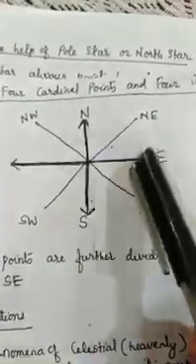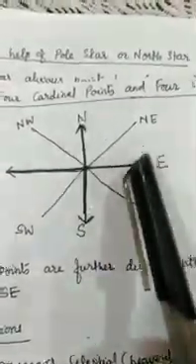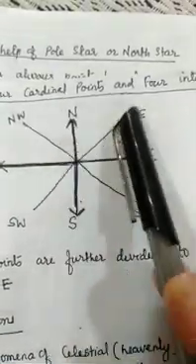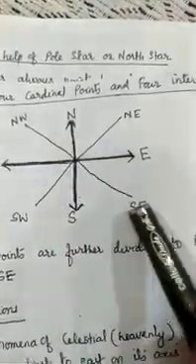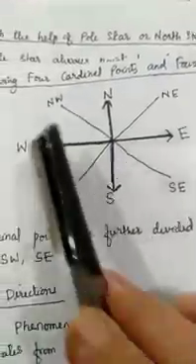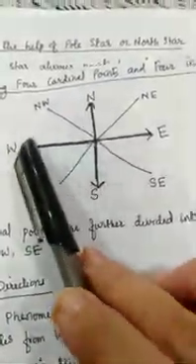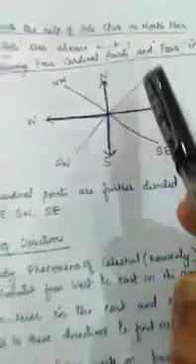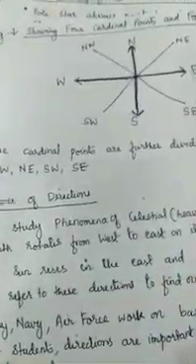Then the directions between these main points, that is north and east, that is known as northeast. South and east is known as southeast. South and west is known as southwest, and north and west is known as northwest. These are known as intermediate directions.